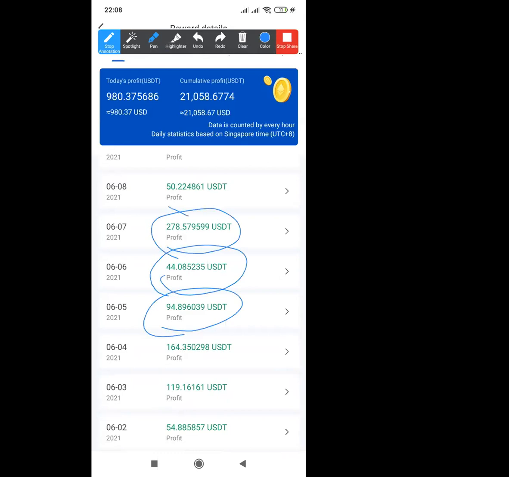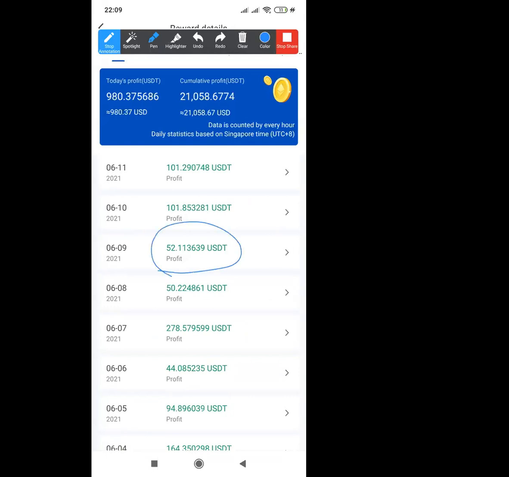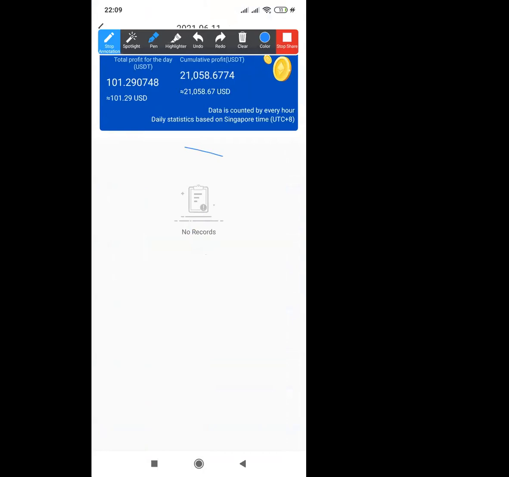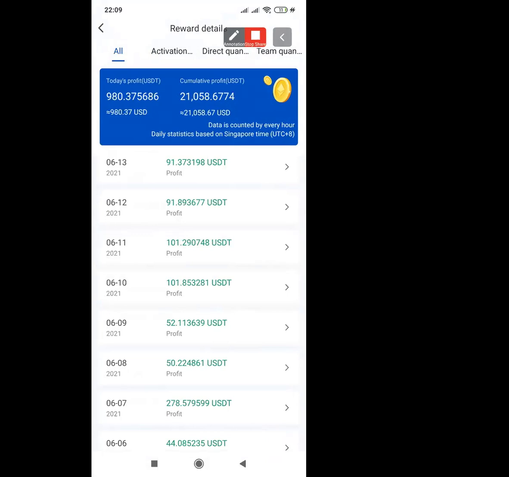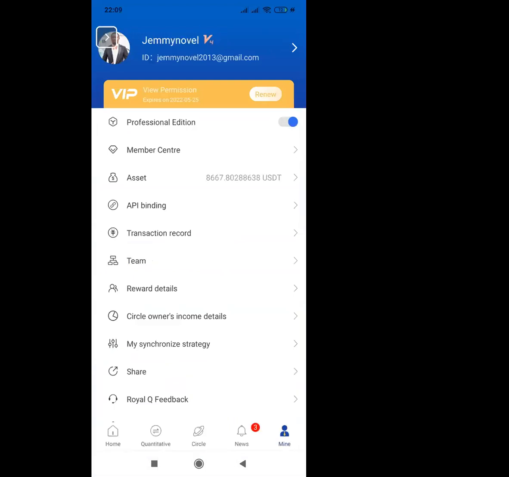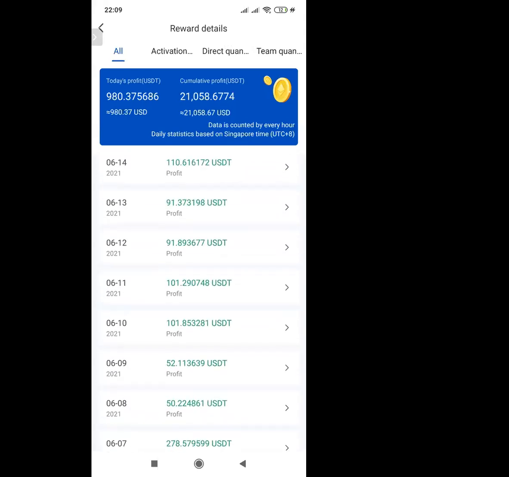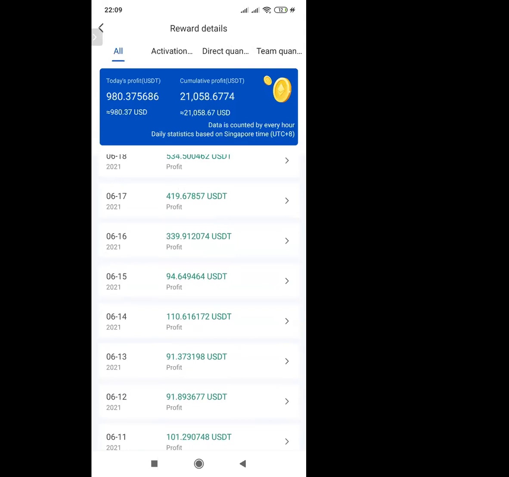I was still a V2 here. I earned $50, V2. I earned $50, still a V2. $101, V2. V2, $91. The earnings were consistent. I was making this money, and it was just like a dream for me. And you can see, still a V2. 11th of June, 91, 12th, 13th, 91, 14th, 110, 15th, 91.